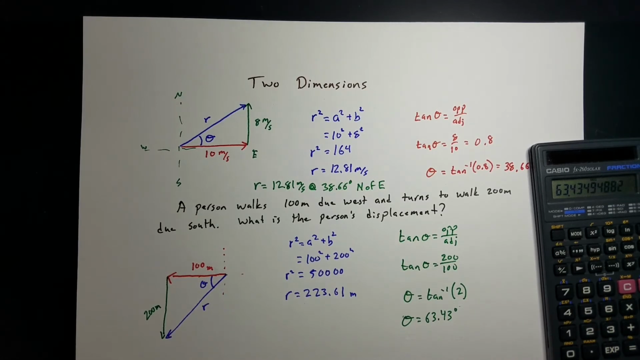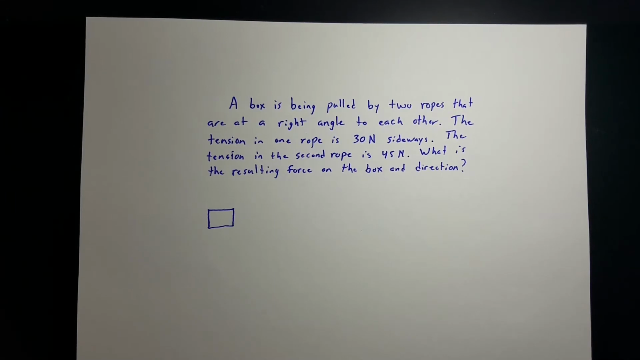So if we write this one out, our resultant is 223.61 meters at an angle of 63.43. That's going to be south of the west line, so south of west. Instead of a displacement or a velocity like we've been doing, you can also use this for forces.